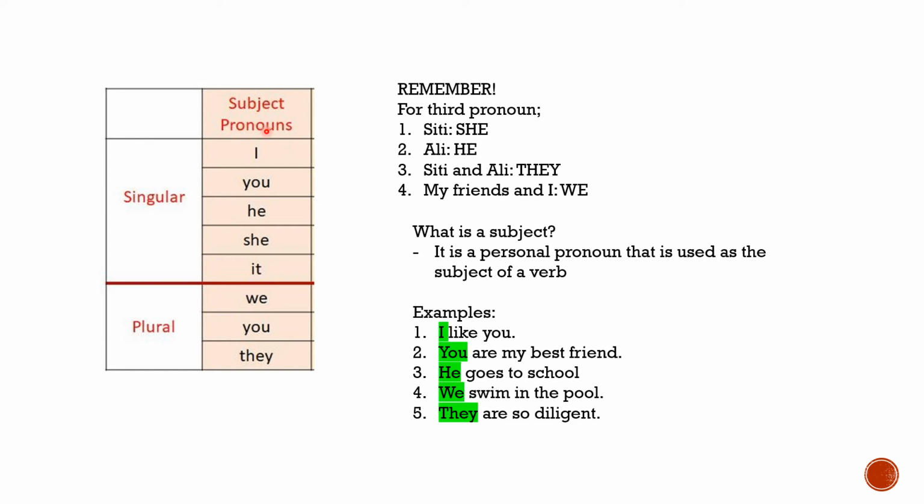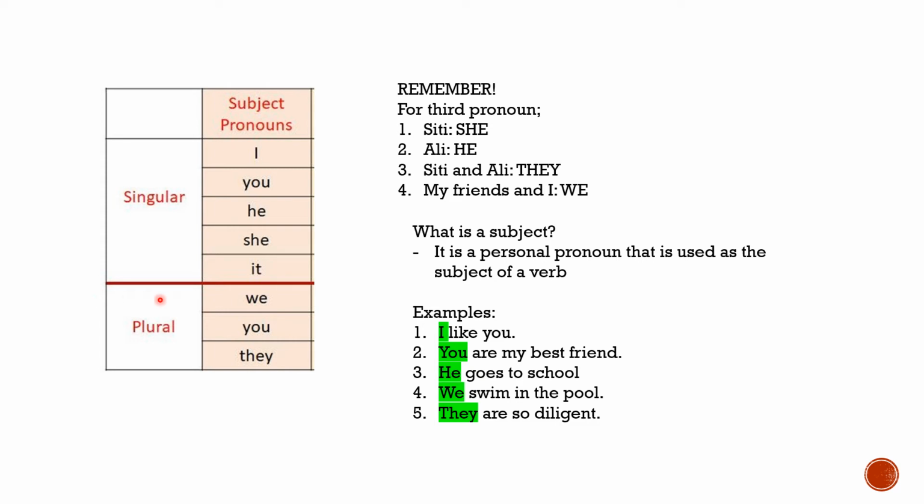Okay, so for singular, singular means one. You have I, you, okay, he is for boy, and she for girl, and it for animals or things. Okay, so you use it. Here are the examples. I like you. So here the subject is I, one, singular. You are my best friend. You, subject, are, verb to be, and my best friend. And third one, he goes to school.